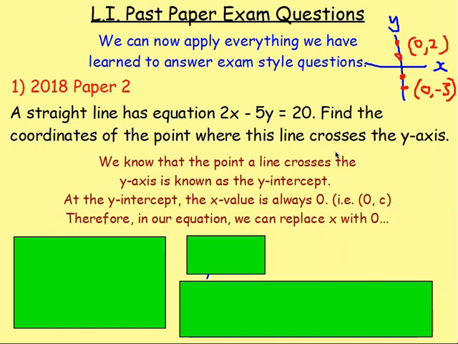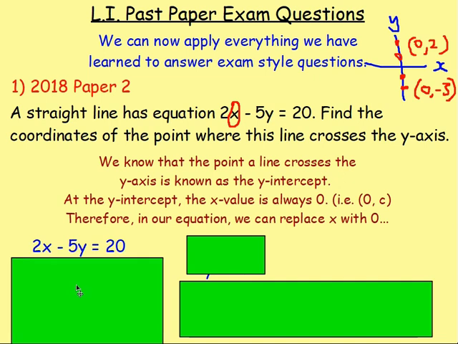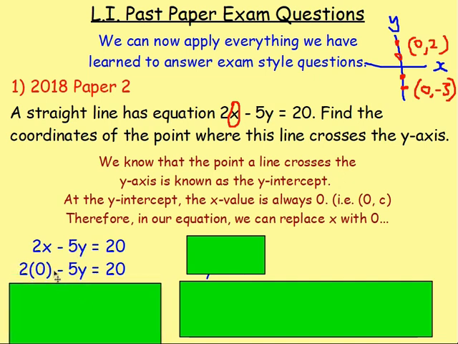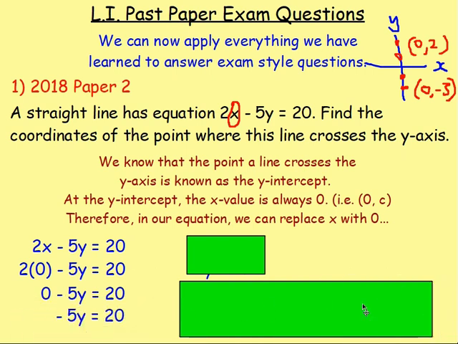So in order to work out where this straight line crosses your y-axis, all you've got to do is replace the x with 0, because we know x is going to be 0 where it crosses. Again, it's going to be 0, 2 or 0, negative 3 or 0, 5 or 0 something. X is always 0. So we've got 2x take away 5y equals 20. If you replace x with 0, we'd have 2 times 0 take away 5y equals 20. Well, we know 2 times 0 is 0, so that's 0 take away 5y is 20. In other words, negative 5y is 20.